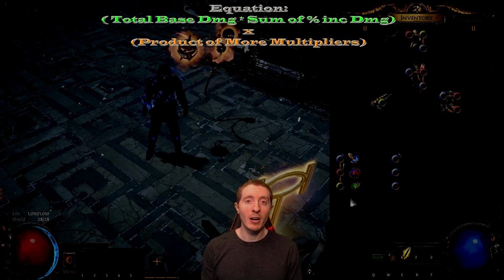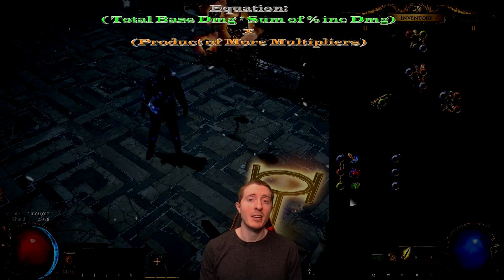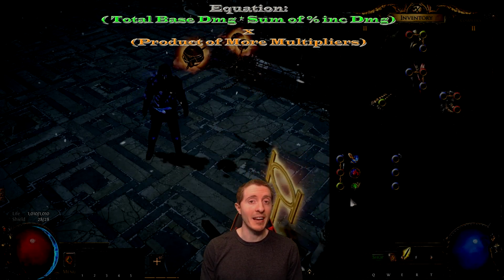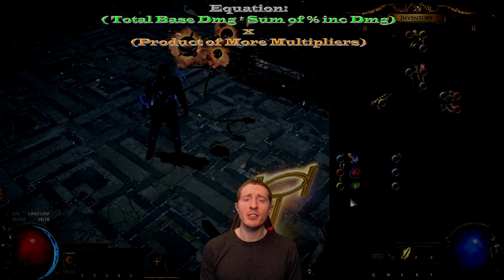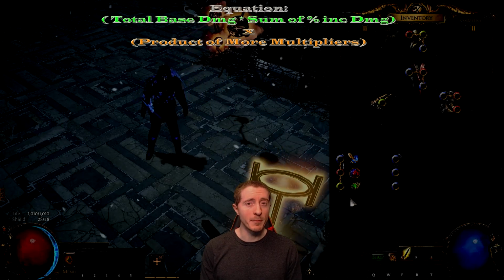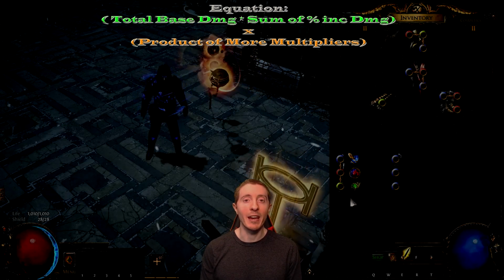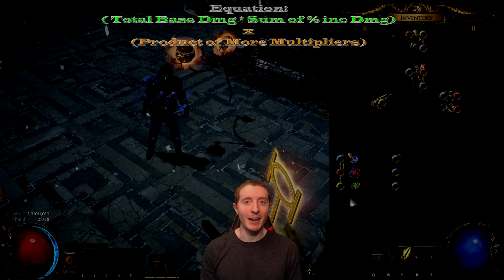So you can see why when we're looking to max out our damage, yes, it's important to get increased damage modifiers so we can up our flat damage range. However, whenever we get the chance to get an additional more multiplier, that's what we want because it's going to stack multiplicatively with every other more multiplier that we have.